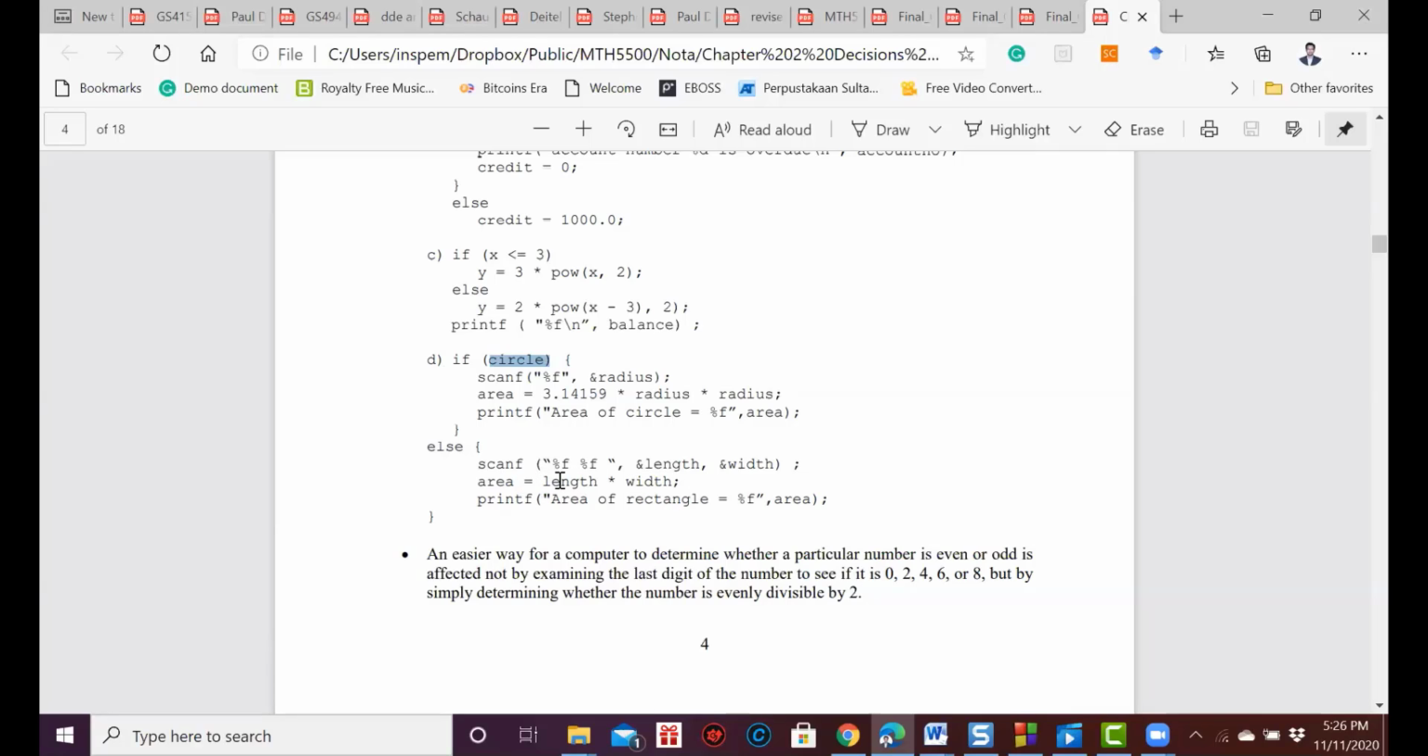Rectangle, so simple: length times y. We scan two values with %f, because we consider length and y as floats. So %f is for the float. If we declare length and y as integers, then this one would be %d or %i. It depends on the type of length and y. Since length and y are floats, we put %f.